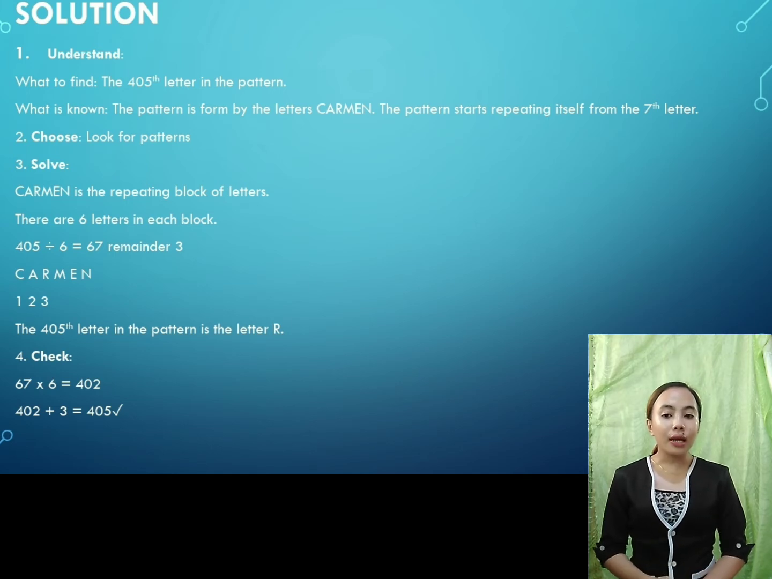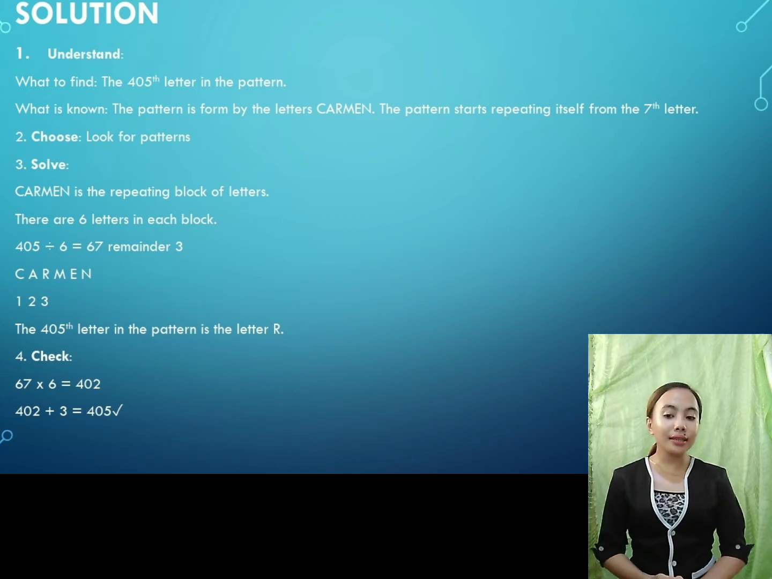What is known? The pattern is formed by the letters of Carmen. The pattern starts repeating itself from the seventh letter. Second, choose: we need to look for patterns. Third, solve. Carmen is the repeating block of letters. There are 6 letters in each block. So 405 divided by 6 equals 67, remainder 3. So there are 67 such blocks. The remainder of 3 means we have to count 3 more letters to get to the 405th letter.